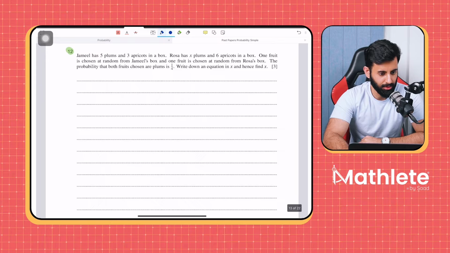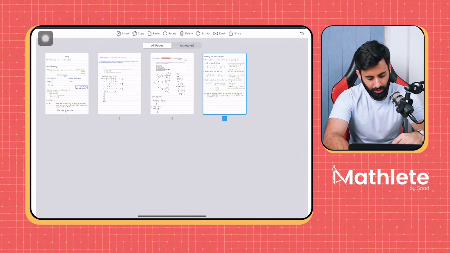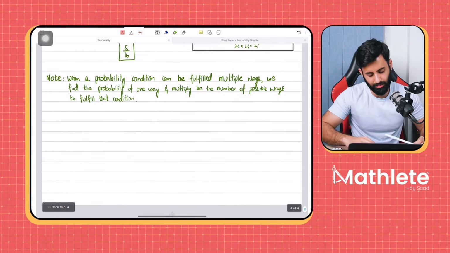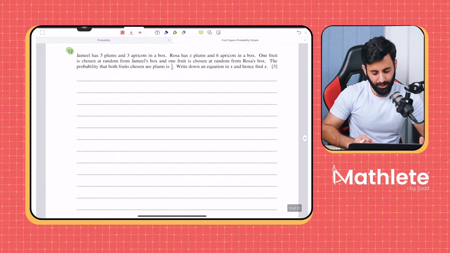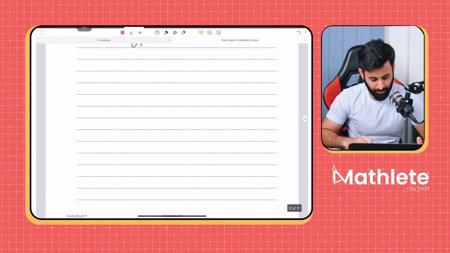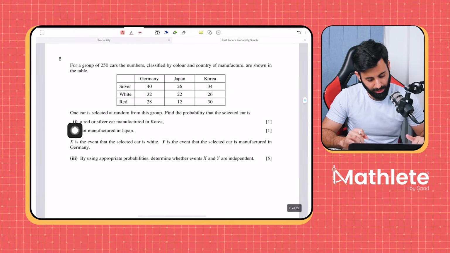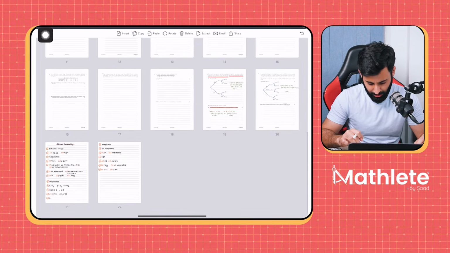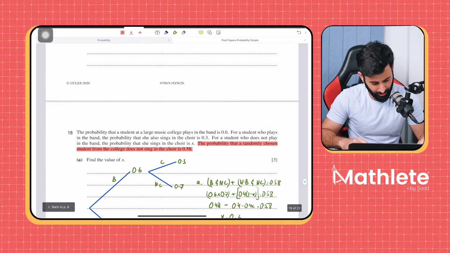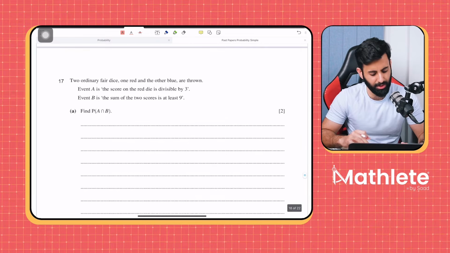Now let's look into independent and not independent, basically dependent events. Why? Because if you look at the past papers worksheets that I've shared with you guys, you'll notice that you have a lot of these questions. By using appropriate probabilities, determine whether events X and Y are independent. Similarly, there's a recent question where, hence determine whether or not events A and B are independent. So we're going to learn how to solve questions like these.